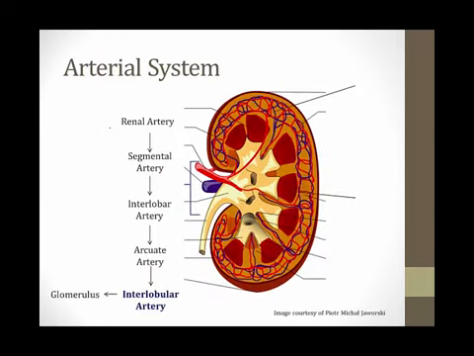Let's talk about the arterial system of blood that supplies the kidneys. The renal artery that we mentioned on the last slide comes off the aorta. It then branches progressively into a series of smaller vessels, first into the segmental arteries, then into the interlobar arteries, then into the arcuate arteries, and finally into vessels called interlobular arteries. And these are the vessels that supply blood to the glomeruli of the nephrons.